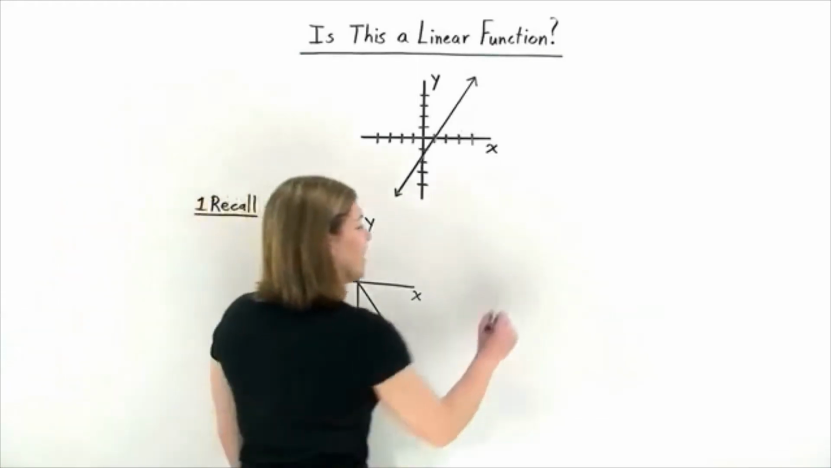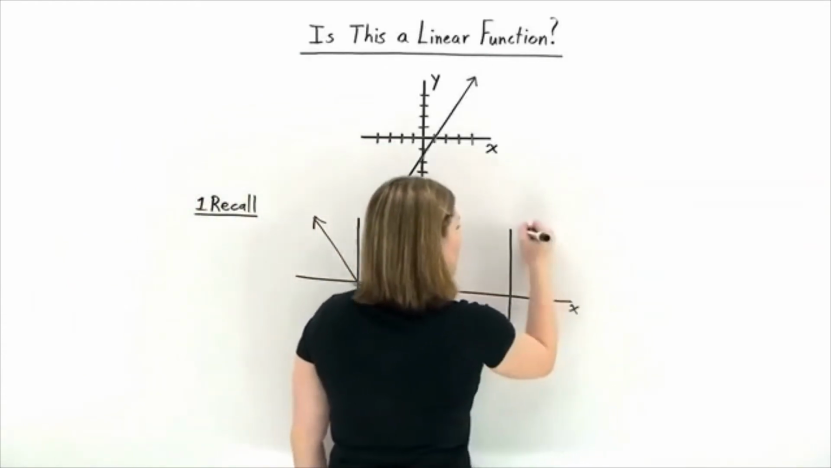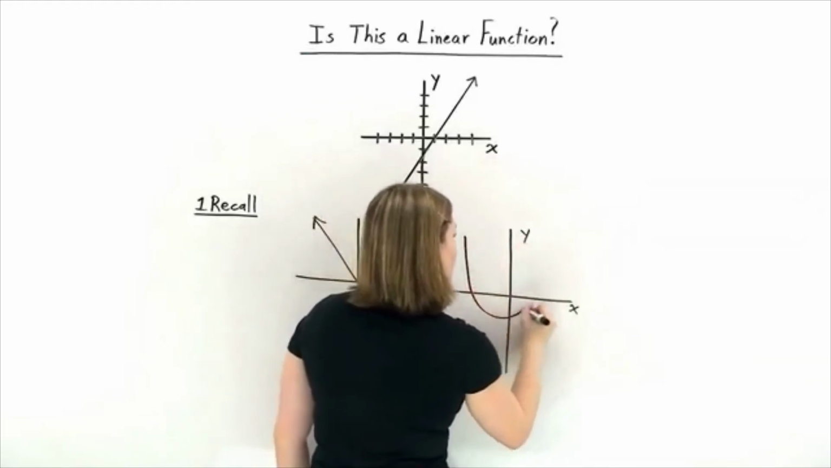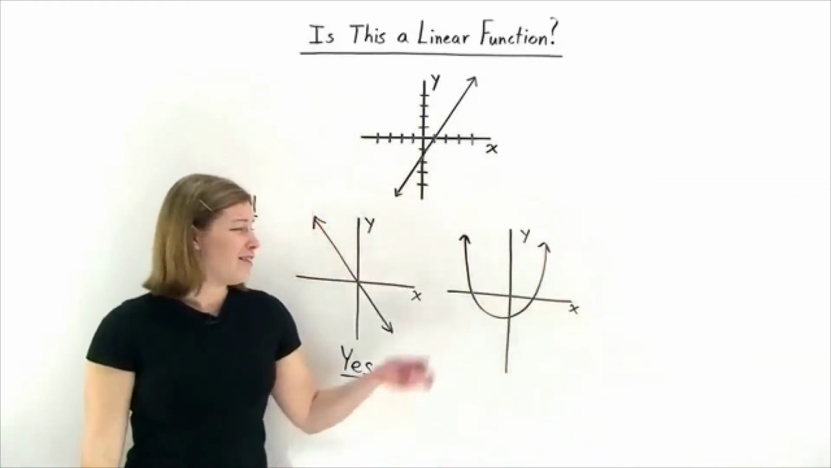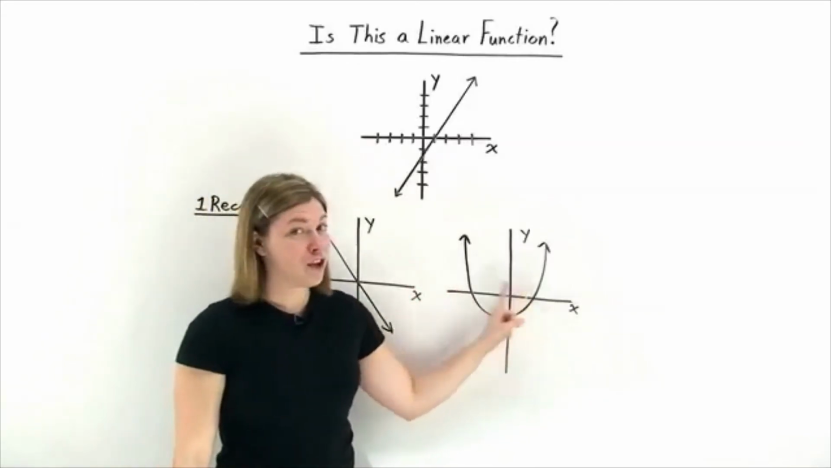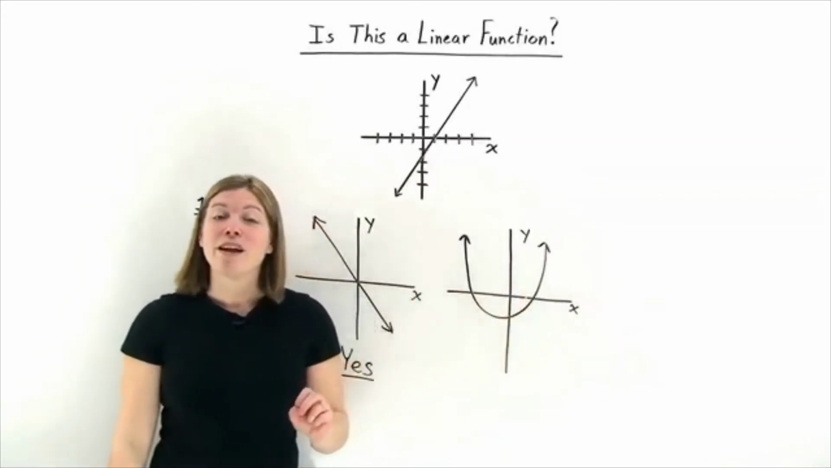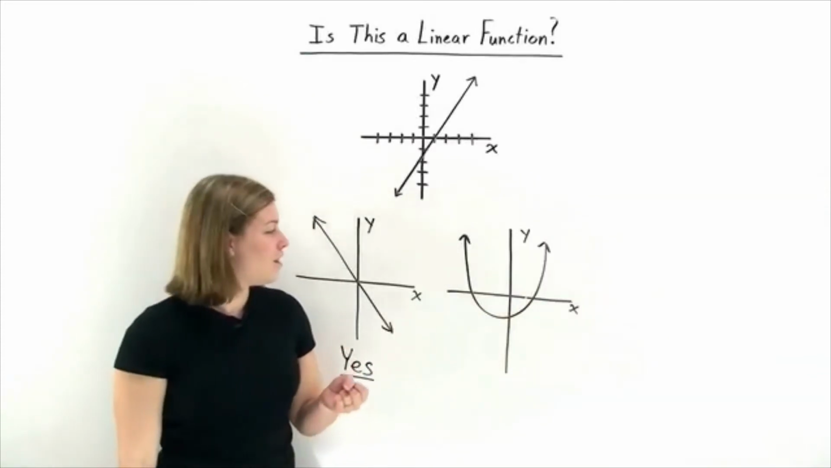Perfect. Now let's go ahead and take a look at a different graph. Let's say that we have a graph that looks something like this. Well, for starters, this graph does not look like a straight line. It looks like we have a big curve right here. But to be sure, take a closer look at the changes in the x and y values.